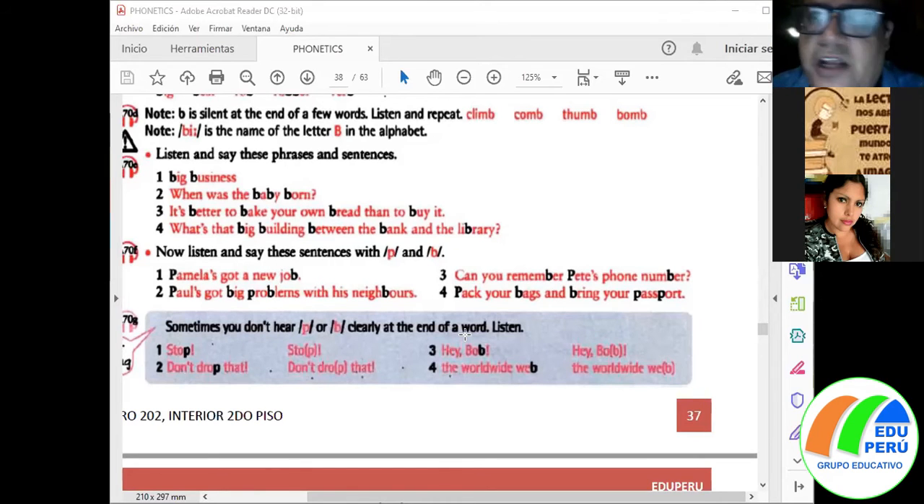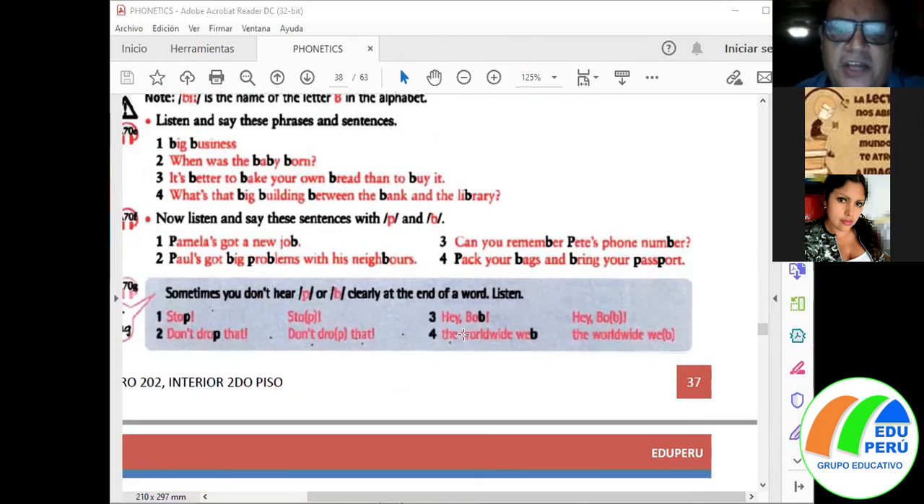All right? Now, let's pass to the sentences with pa and ba together. 1, Pamela's got a new job. 2, Paul's got big problems with his neighbors. 3, can you remember Pete's phone number? 4, pack your bags and bring your passport. So here you have sentences with these two sounds, the sound pa and the sound ba.